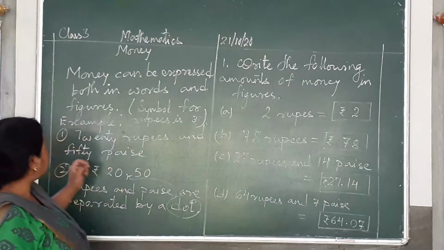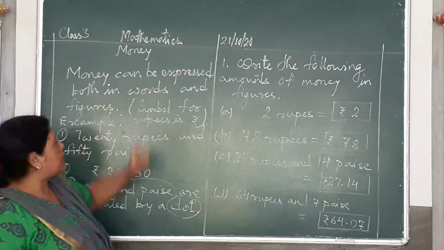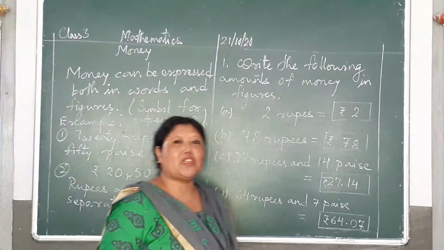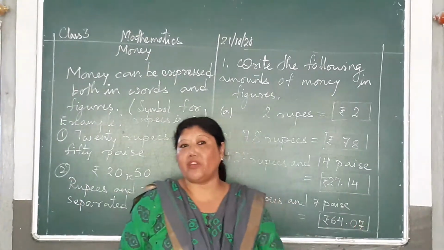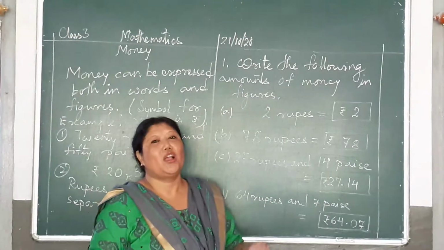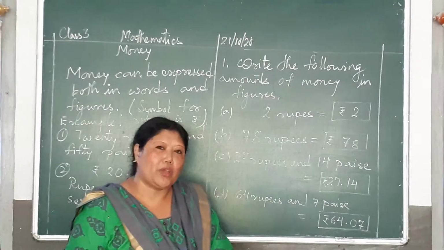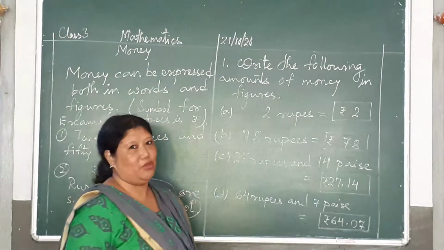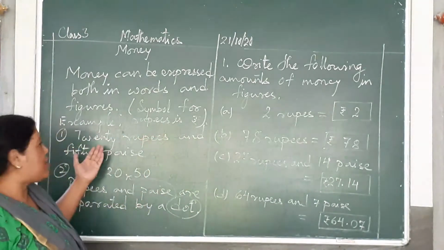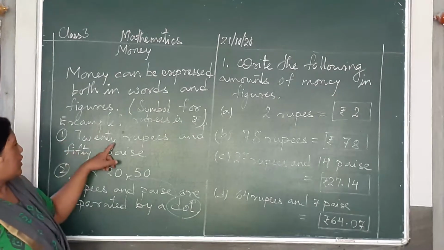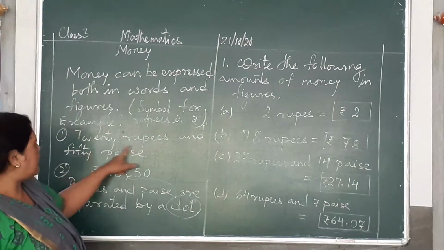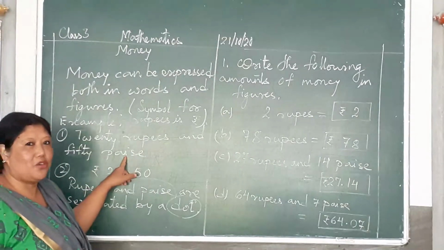Now, first is money can be expressed both in words and figures. You know, words means number names. You have been doing it from class 1, isn't it? So you can write in words or in numbers, figures also, okay? So here I have given you an example. Number 1, 20 rupees and 50 paisa. You can write like this also in words, okay?